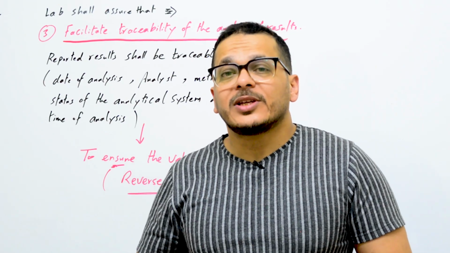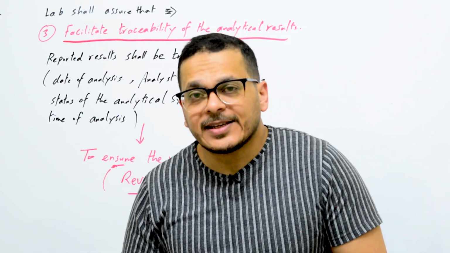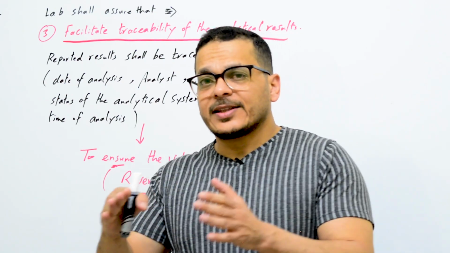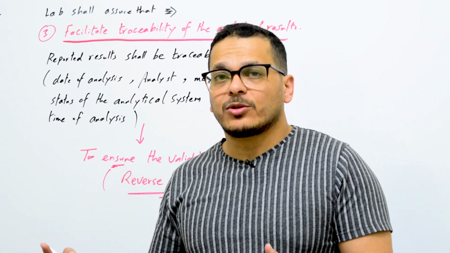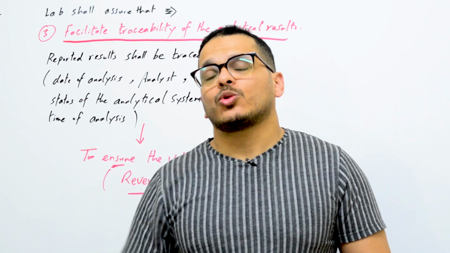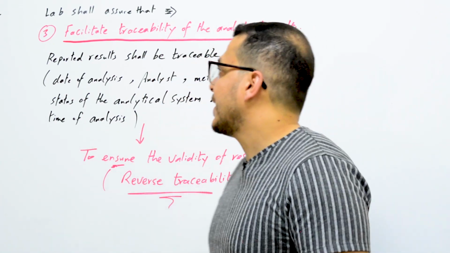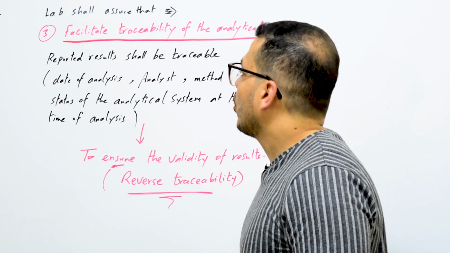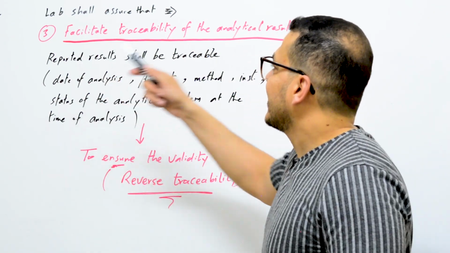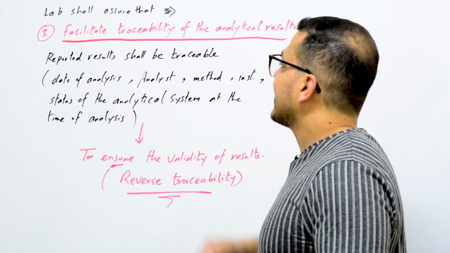And you should follow up this temperature using a thermometer or data logger to ensure that the sample is representative. After that comes sample preparation or the extraction method until reporting the result. You will apply some quality control procedures that will be explained in detail after that. And also you should facilitate traceability of the analytical results. All reported results shall be traceable.